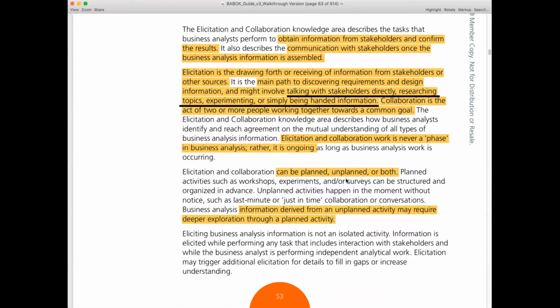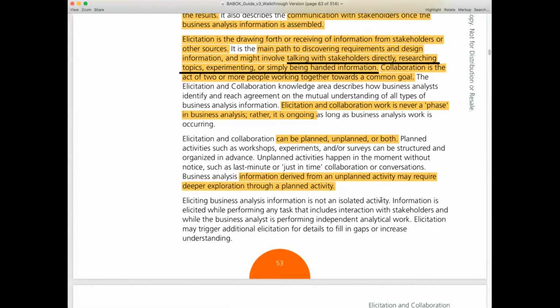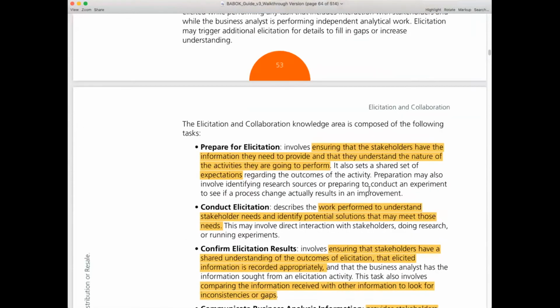Now, elicitation is not simply a phase in business analysis. It's actually an ongoing activity that happens as needed and as new information is needed or discovered. And it can typically be planned or unplanned or some combination of both. And in many cases, things that are unplanned, we may go back and plan an elicitation activity to further explore or investigate the information that we found during the unplanned interaction.